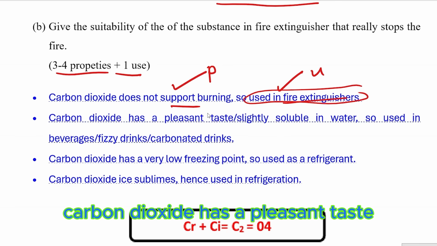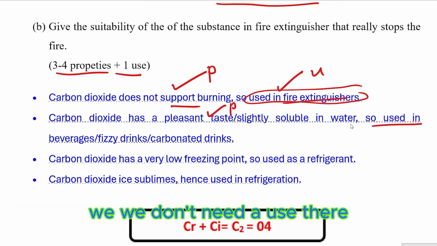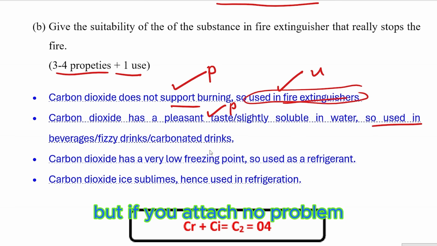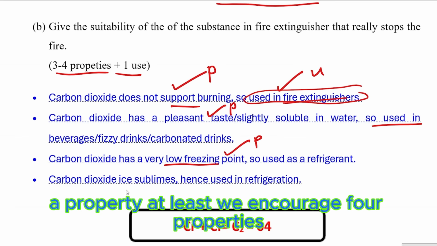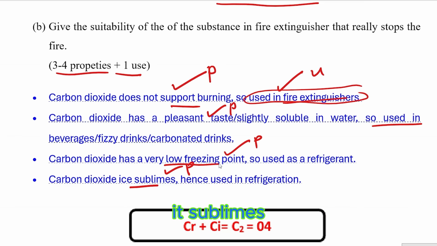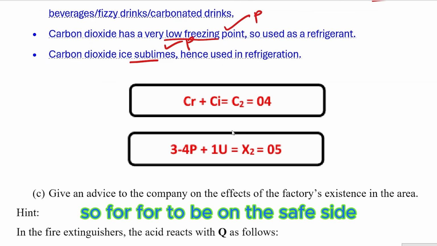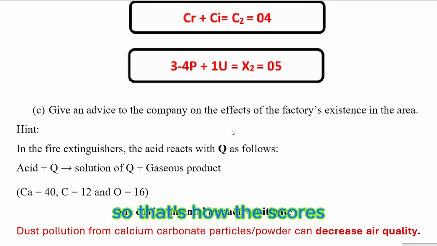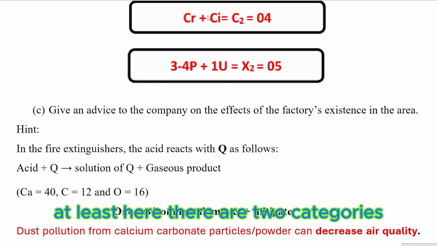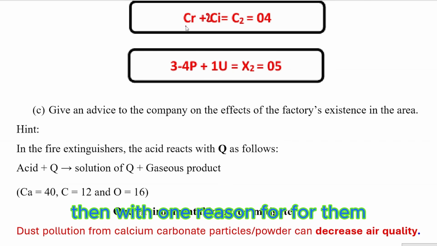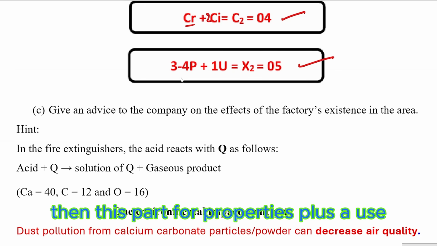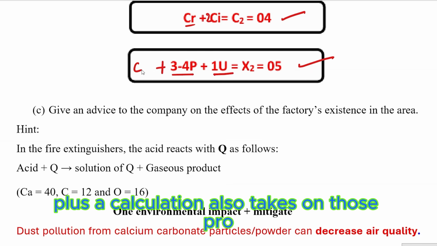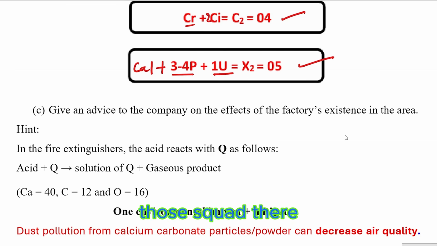Carbon dioxide has a pleasant taste. We don't need the use there, but if you attach one, no problem. Then carbon dioxide has a low melting point, a property. At least we encourage 4 properties. It sublimes. So to be on the safe side, that's how the scores work. At least here there are two categories, then one reason for them. So 4 scores, then this part for properties plus a use plus a calculation also takes on those scores there.